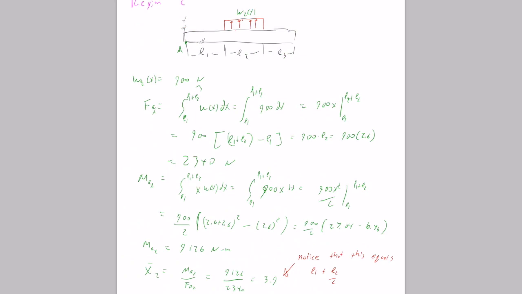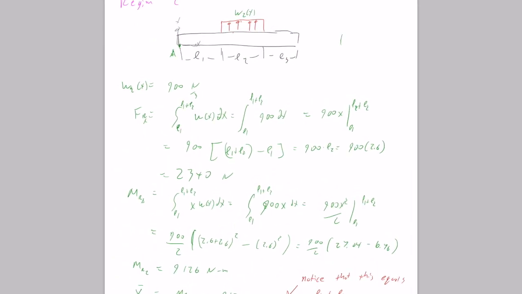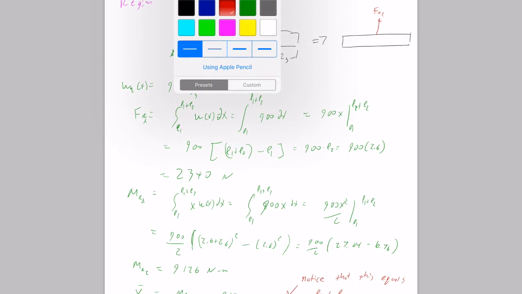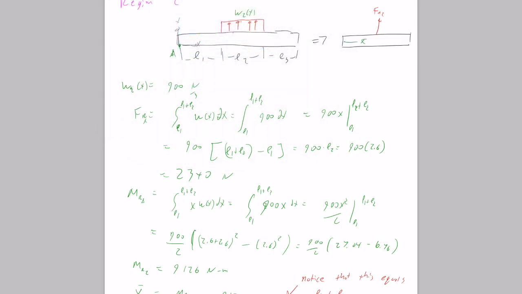So let's focus on region 2. We're going to reduce region 2 to something that looks like this, FR2, and it's going to exist at x bar 2, okay? So what we're doing is following the same process.